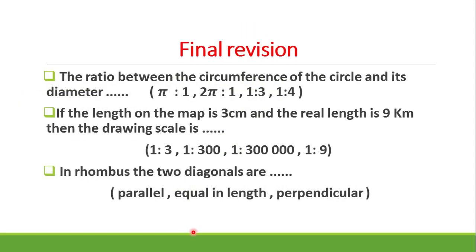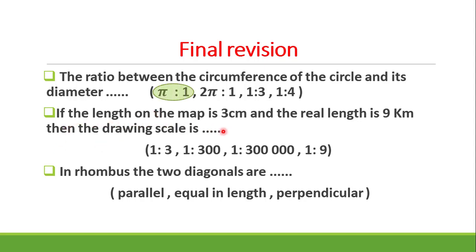The ratio between the circumference of the circle and its diameter. The circumference of the circle, as you studied before in primary 5, equals pi times d, or 2 pi r. Here we want the diameter, so I'll use the first rule, circumference equals pi d. So we have pi d to d, which means pi to 1.